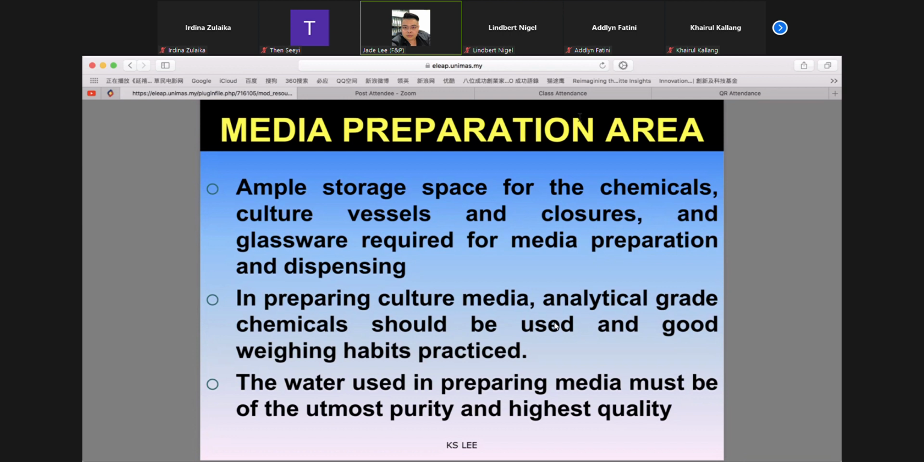And the water used in preparing media must be of the utmost purity and highest quality, because the quality of the water will be one of the key factors whether your culture is successful or otherwise, right?